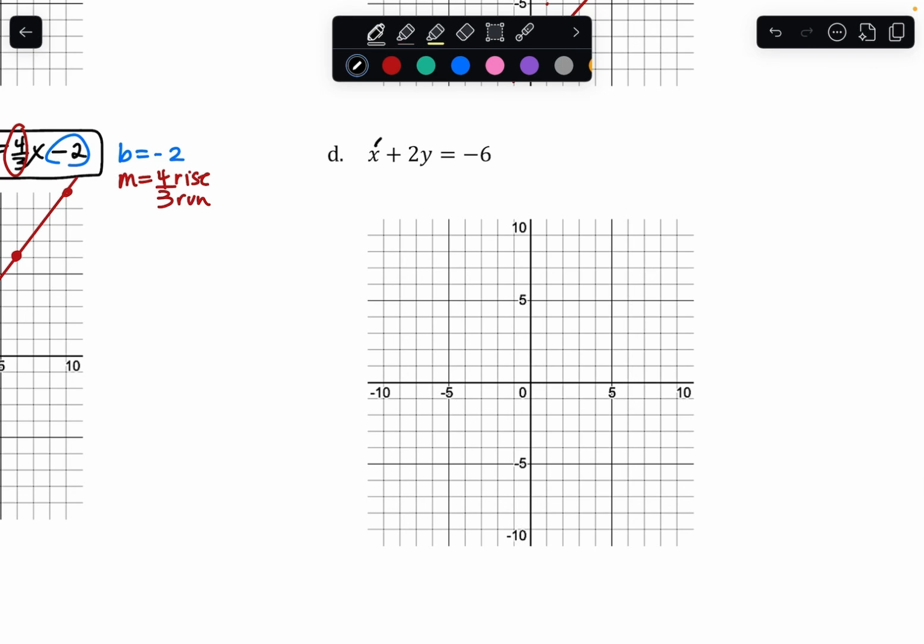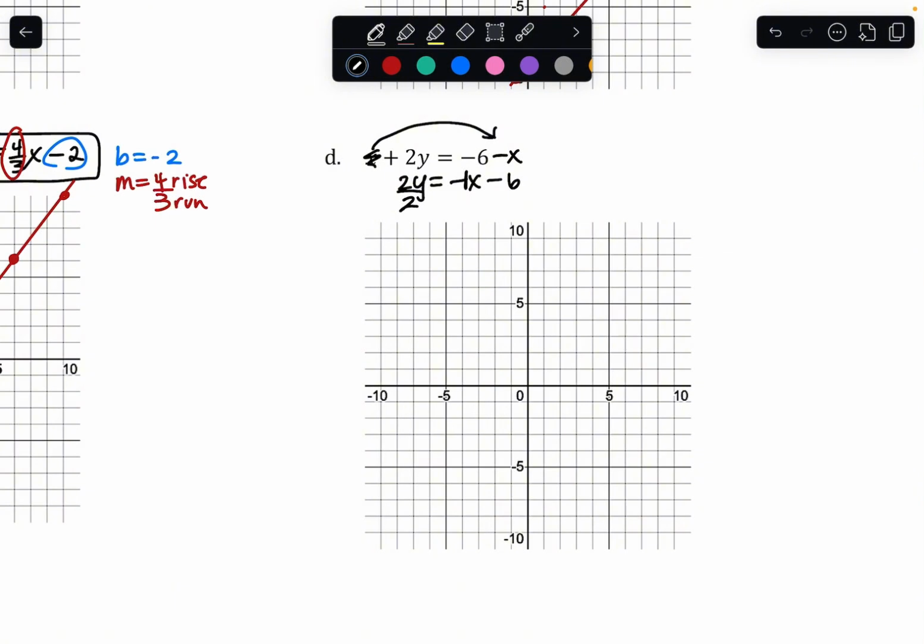Okay, last one, still in standard form, so move the x to the other side, leaving me with 2y equals, write the x followed by the constant. And if you want to fill in a 1 here, whenever it's just a negative or just an x, there's technically a 1 there. That way, when we divide every number by 2, you can see what you're dividing. So that gives me y equals negative 1/2 x, and then negative 6 over 2 is negative 3. So my y-intercept is negative 3. My slope is negative 1/2.